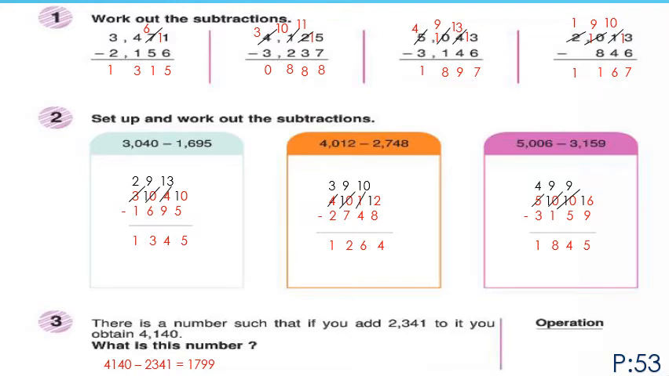The third exercise, there is a number such that if you add 2,341 to it, you obtain 4,140. What is this number? In order to know this number, we must go to subtract these two numbers. So 4,140 minus 2,341, we can set up them and subtract, so that we got 1,799.